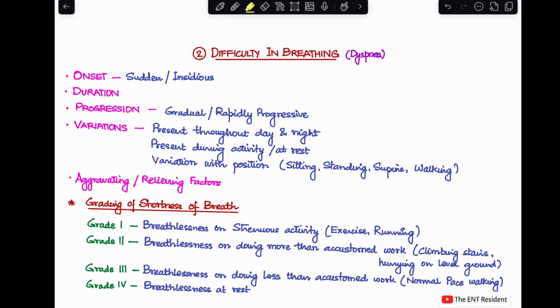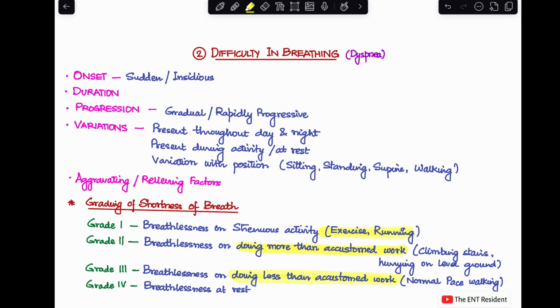And when somebody describes to you that they are having difficulty in breathing, there is a grade that you can put it under. Grade 1 is when there is breathlessness on very strenuous activity like exercise or running. Grade 2 is when there is breathlessness on doing more than accustomed work, like climbing stairs or hurrying on a level ground. Grade 3 is where there is breathlessness on doing less than accustomed work. This can be seen in normal pace walking.